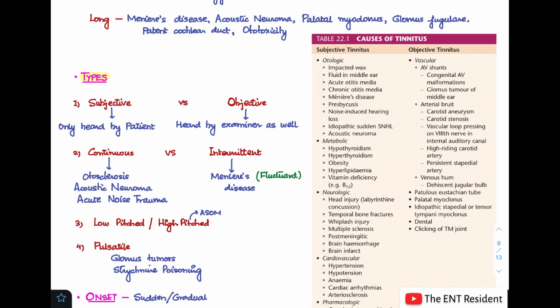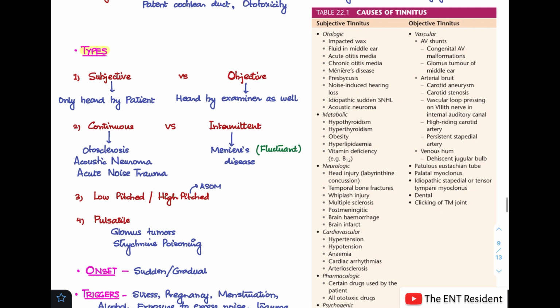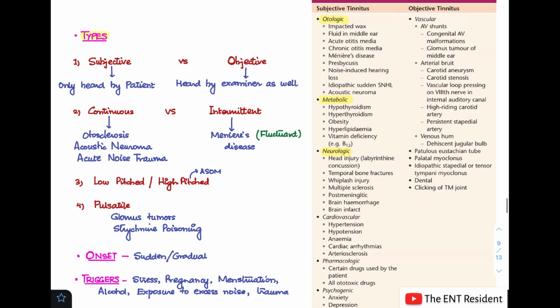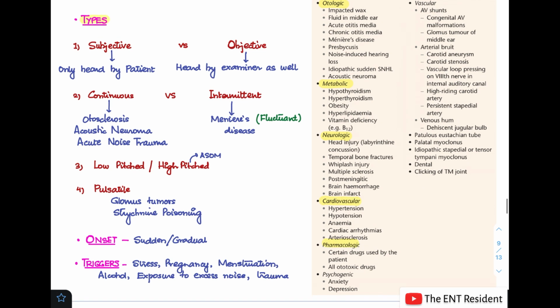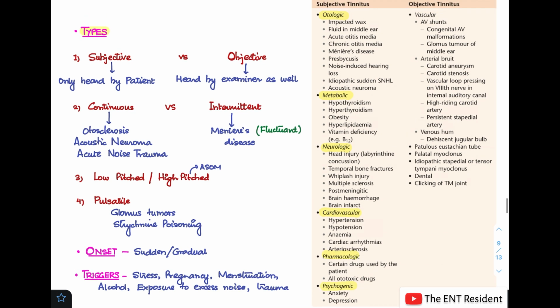Subjective tinnitus is the tinnitus which is only heard by the patient, whereas objective tinnitus is when the tinnitus can be heard by the examiner as well. Now, when we come to causes of subjective and objective tinnitus, we can see subjective tinnitus can have otologic causes, metabolic causes, neurologic causes, cardiovascular causes, pharmacologic causes, and even psychogenic causes like anxiety and depression.